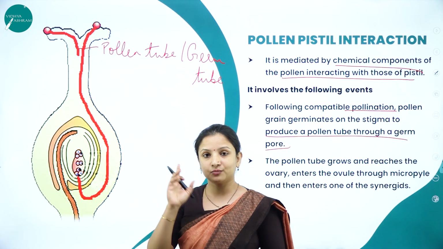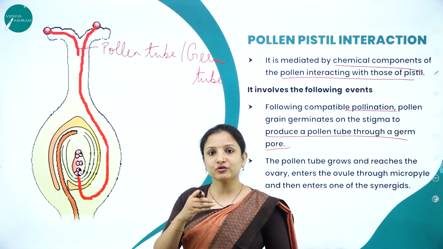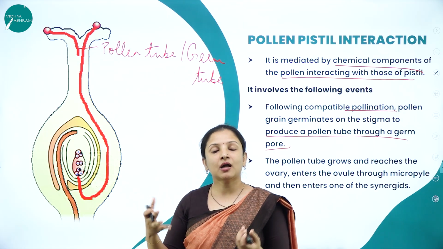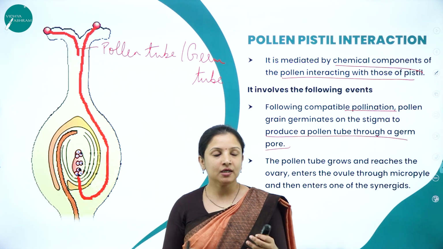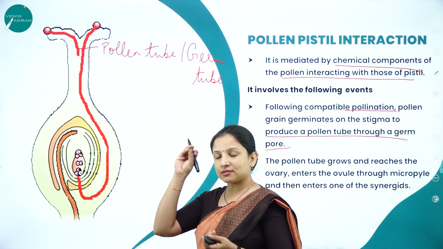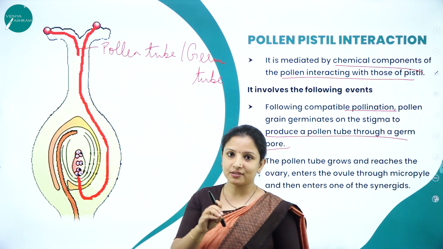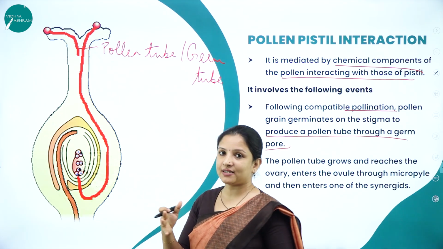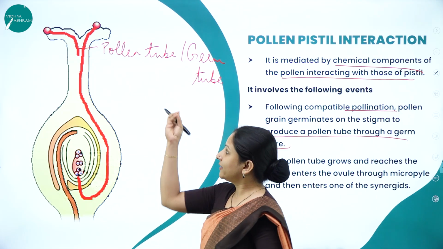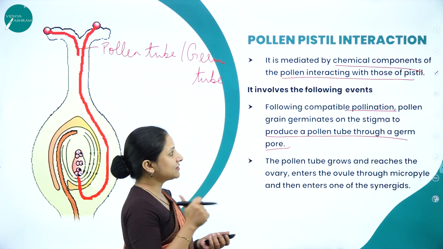That is what I told you in outbreeding devices, incompatibility. Now, if the stigma produces a chemical which will not promote the pollen grain to germinate, then how will fertilization be achieved, right? So, here in pollen-pistil interaction, only the chemicals which are capable of promoting germination of the pollen grain are present on the stigma. For example, only if enough sucrose is produced by the stigma will the pollen grains germinate and the pollen tube get formed. So that is the first interaction.